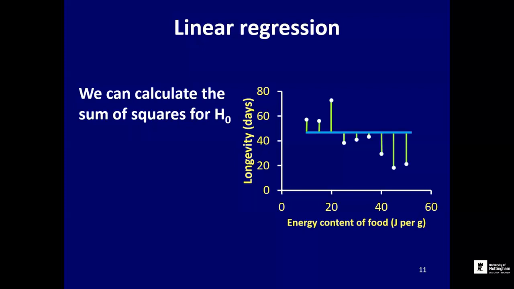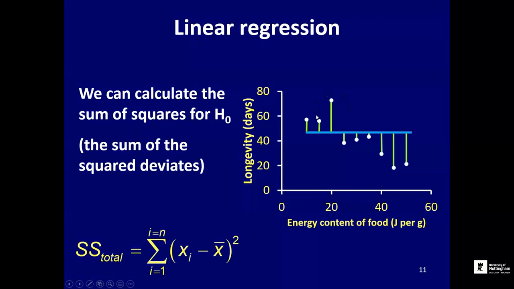So what we do is we calculate the sum of squares for this null hypothesis, because obviously if we just added up all of these differences, we've got some positive ones and some negative ones, and they would kind of cancel each other out. So what we're going to do is square them and add them up before quantifying the total sum of squares for our null hypothesis.